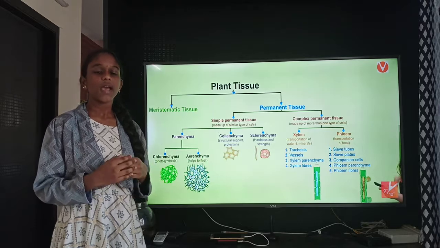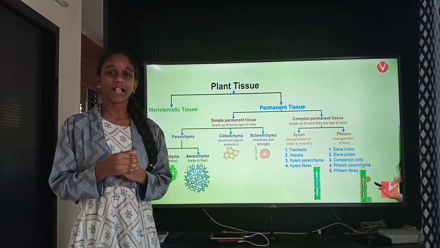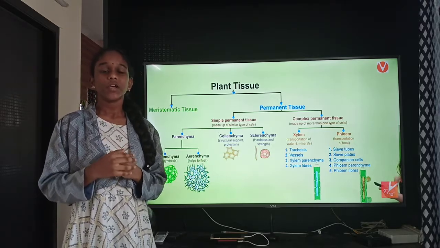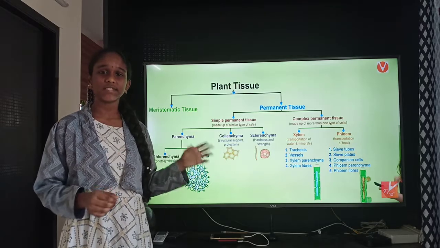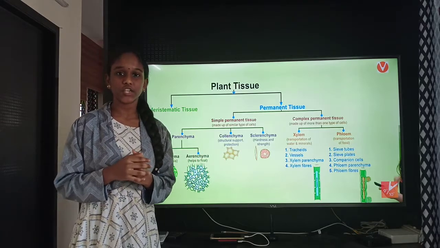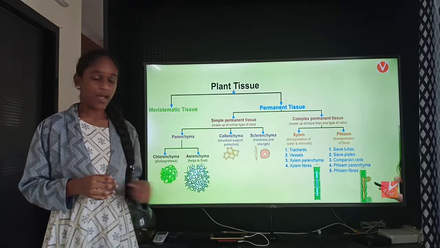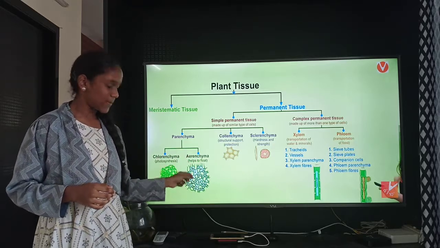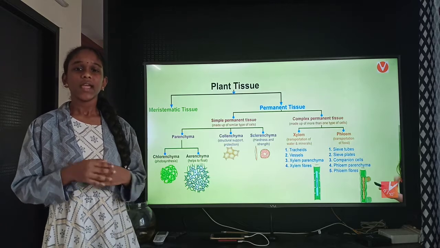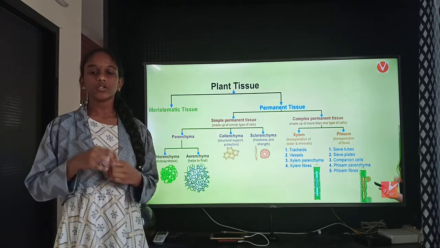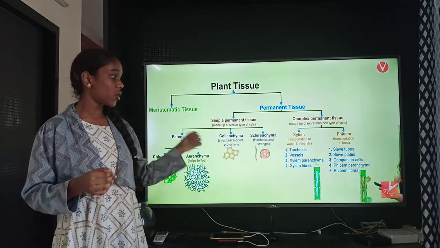Now let's talk about aerenchyma. Aerenchyma helps the plant to float. Mainly water plants have this tissue called aerenchyma. So in this aerenchyma, in this space there is a cavity. It helps more to float. Now let's talk about collenchyma.